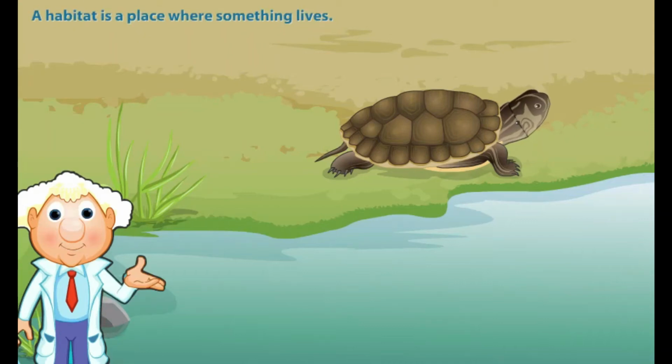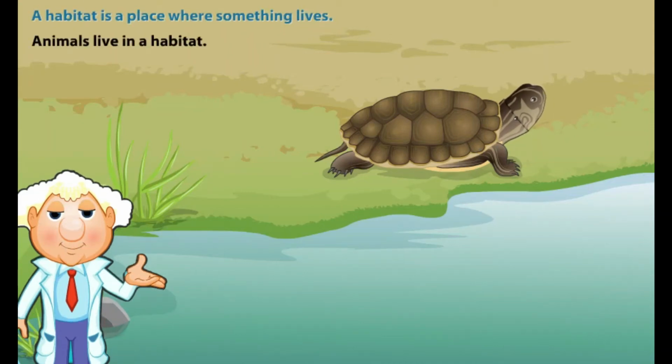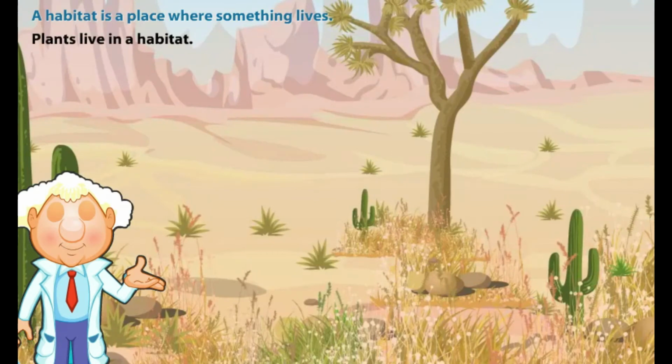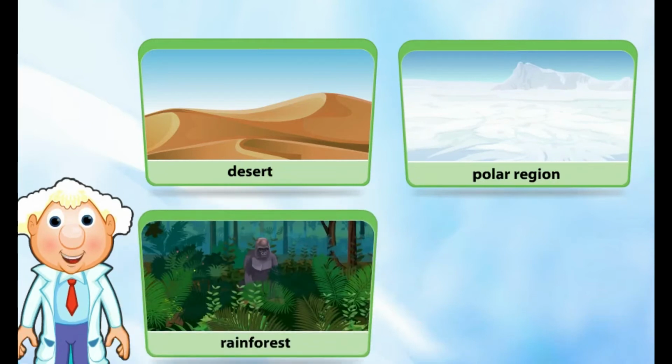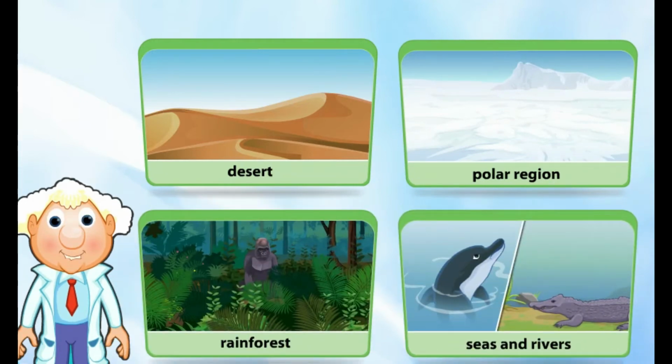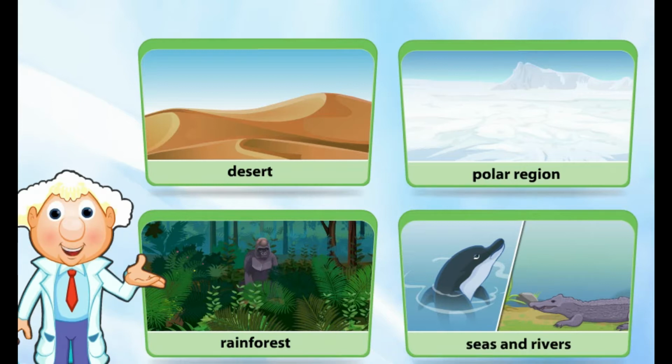A habitat is a place where something lives. All living beings live in one type of a habitat. Deserts, polar regions, rainforests, and seas and rivers are some of the types of natural habitats in the world.